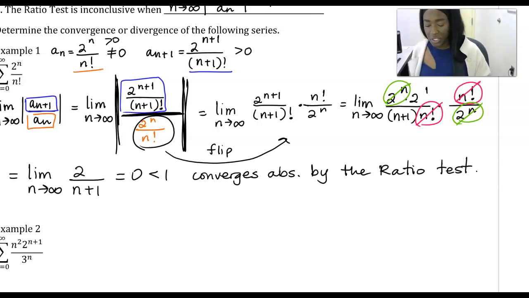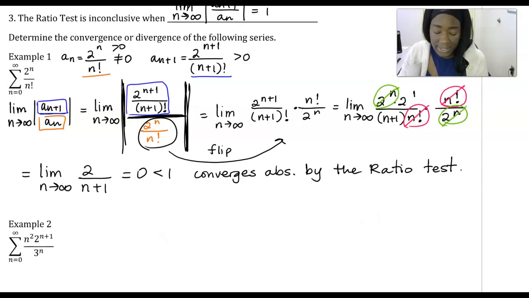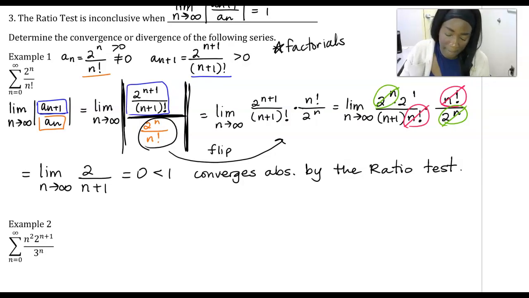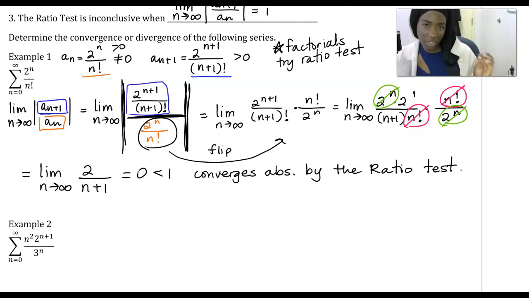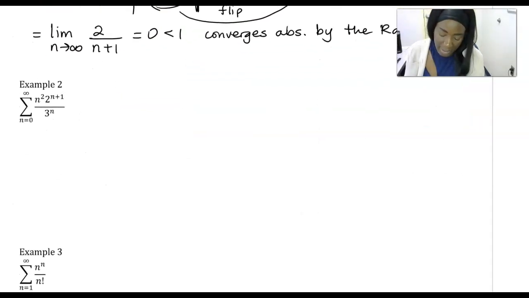So one indication when you're working with a series that you might want to do the ratio test is if you see factorials. I'm just going to put try ratio test, because when we work with a ratio, we're able to cancel out some of those factorials that we'll see in that expression. Let's look at example 2.